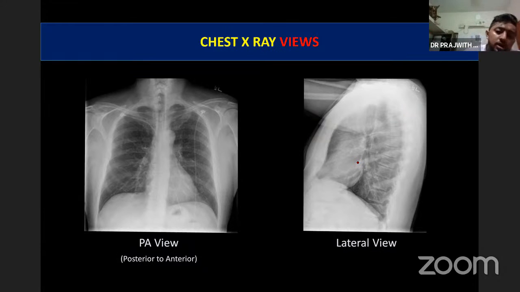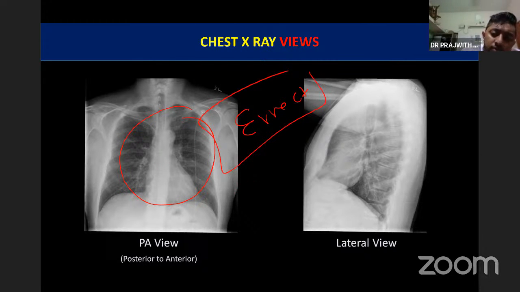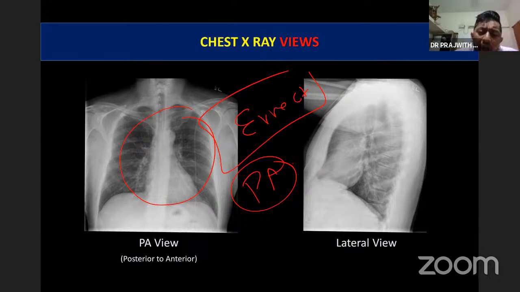Now, whatever we are seeing here is an erect chest X-ray. Whenever possible, we take a PA view. But the problem is, whenever I take a PA view, I have to make the patient stand. Now, why is this?